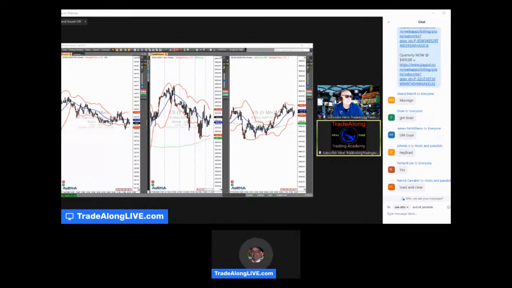Support 44.92, 82, 71, and 61. Resistance on the upside at 08, 16, 25, and 34.